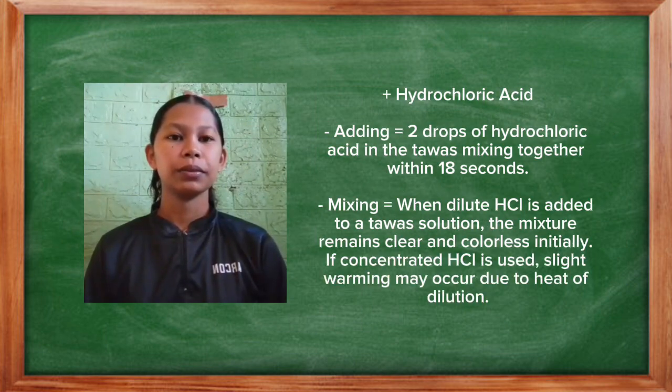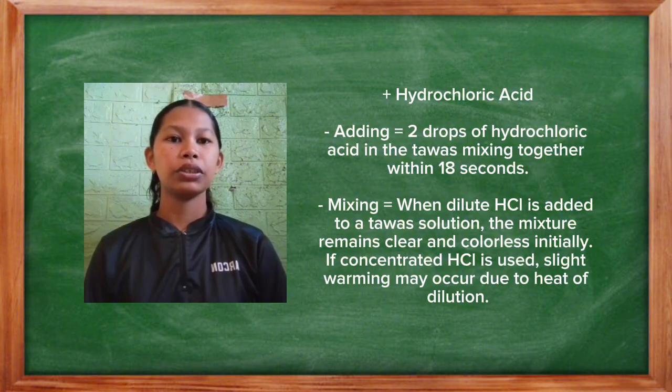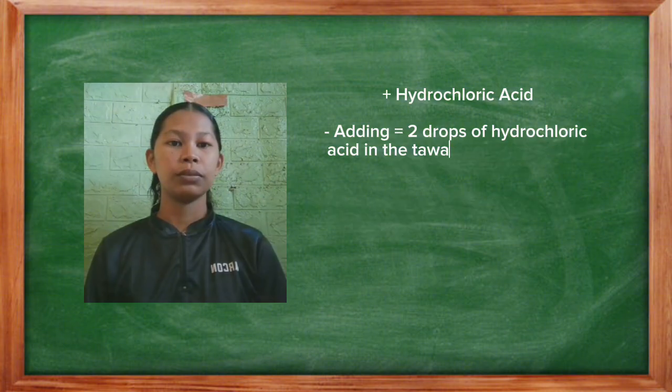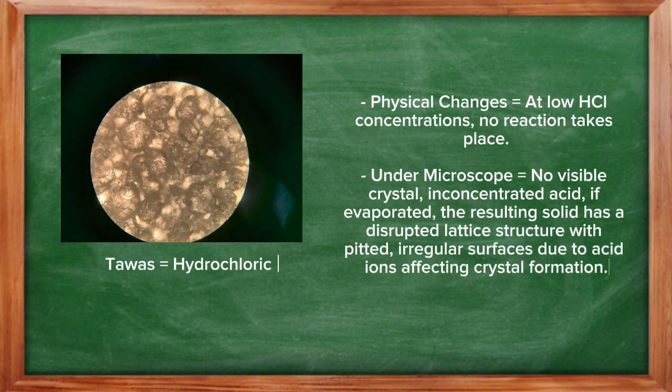Hydrochloric acid. Adding 2 drops of hydrochloric acid in the tawas, mixing together within 18 seconds. Mixing. When dilute HCl is added to a tawas solution, the mixture remains clear and colorless initially. If concentrated HCl is used, slight warming may occur due to heat of dilution. Physical changes. At low HCl concentration, no reaction takes place.